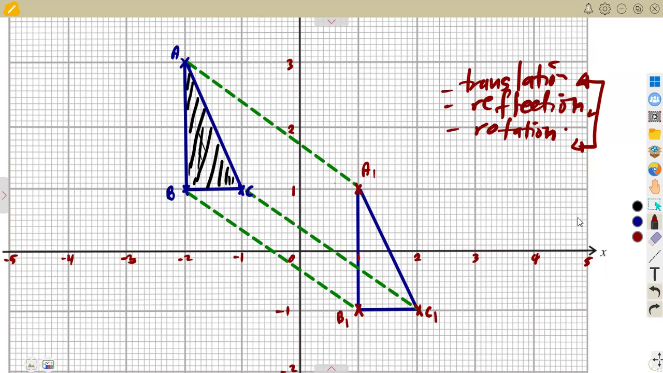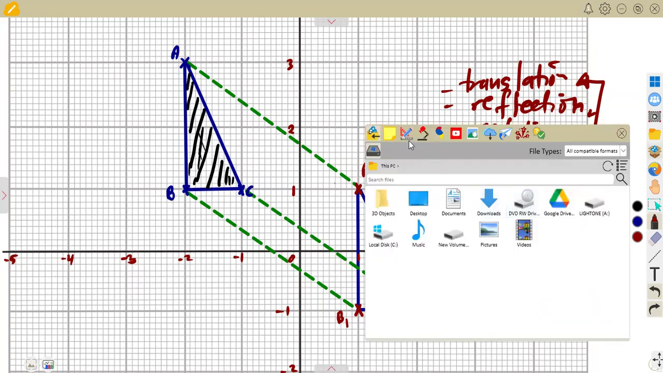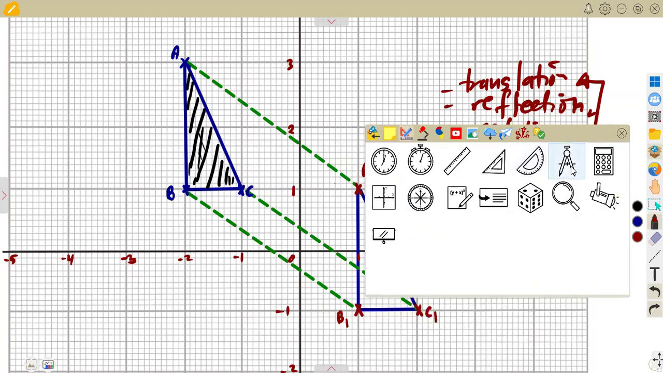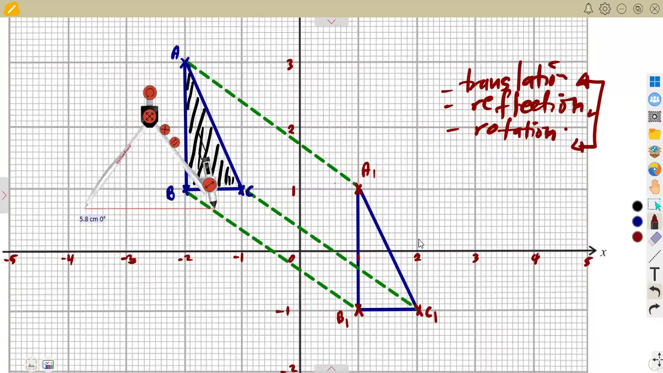You must measure the distance that is maintained, because we need to know that. Let me show you another way of measuring. Instead of using your ruler, you can use this compass concept. You put the needle point.